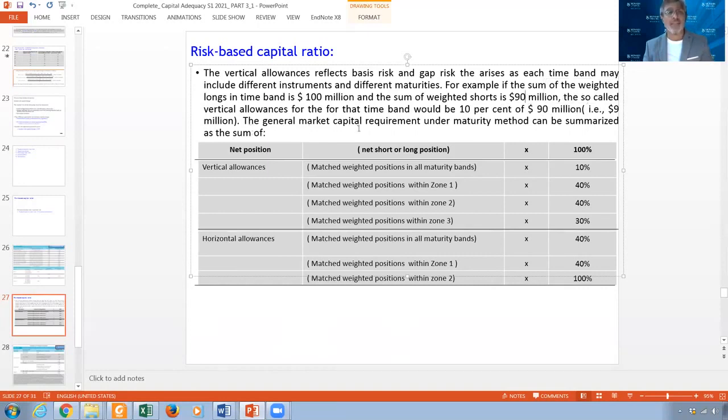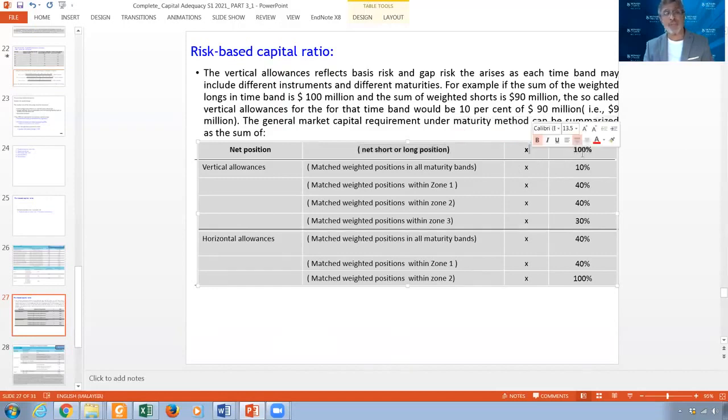So the general market capital requirement under the maturity method, because they use the maturity method, can be summarized as the sum of the net positions, whether short or long. For example, whatever value equals 100%, you can have, say, 50, and then you take 10% for the vertical disallowances. They want you to match weighted positions in all maturity bands, which means you take 10% of this, then 40% of this.